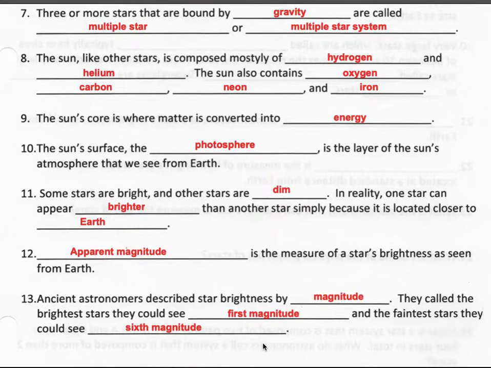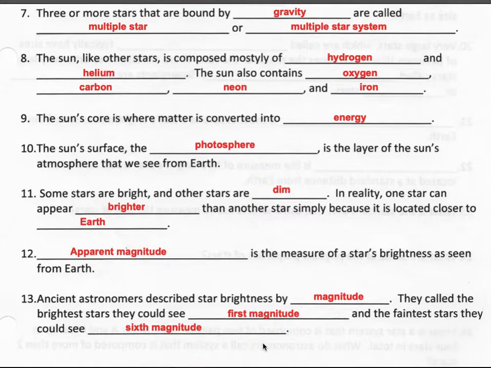Number 8, the sun, like other stars, is composed mostly of hydrogen and helium. The sun may also contain oxygen, carbon, neon, and iron. Number 9, the sun's core, the very, very center part, is where matter is converted into energy. Number 10, the sun's surface, the photosphere, is the layer of the sun's atmosphere that we see from Earth.